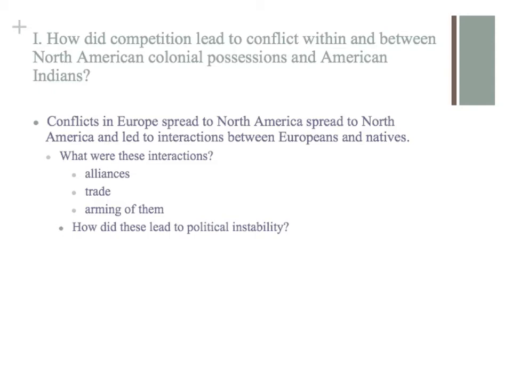Number two, you've got trade, and that comes more into play with France, but it did happen on a smaller scale with other European powers. And last, they would just flat out arm them. They would give them guns and other weapons to help them fight against other people.